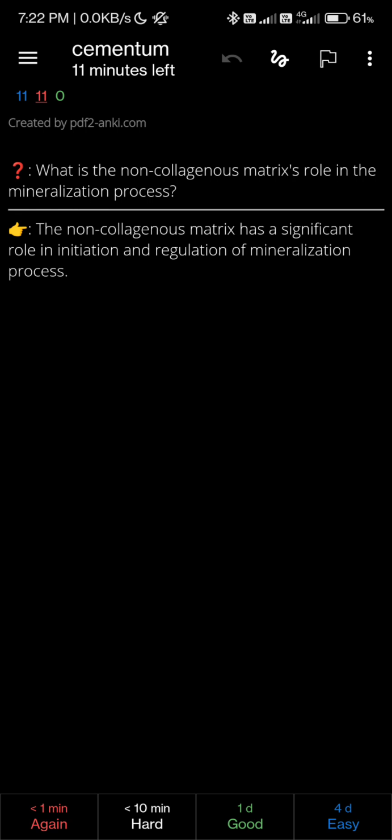So what is the non-collagenous matrix's role in the mineralization process? They have a role in the initiation and regulation of the mineralization process. That is the non-collagenous matrices' role.